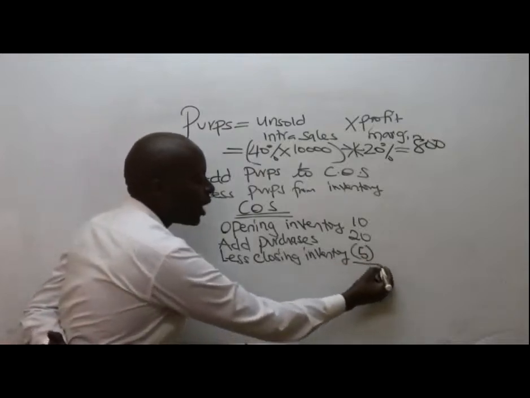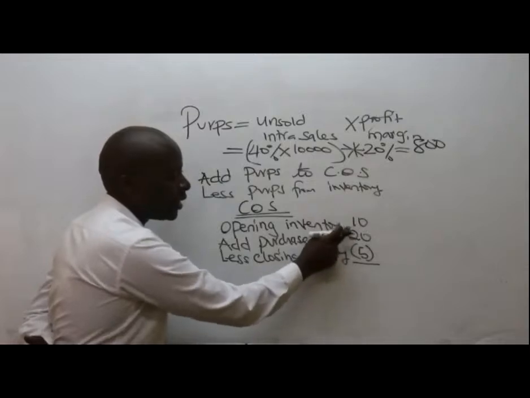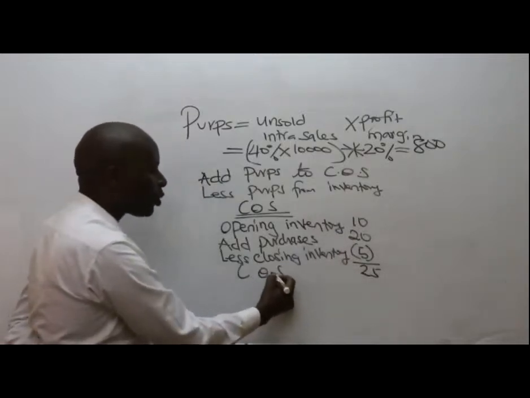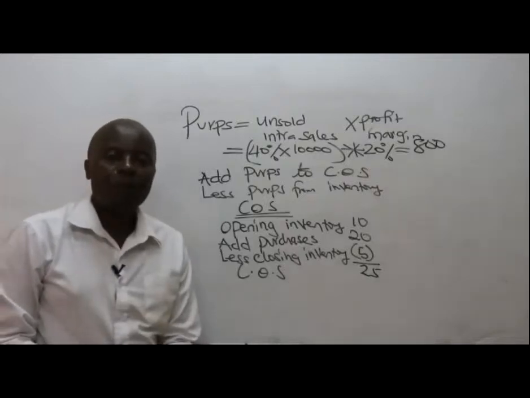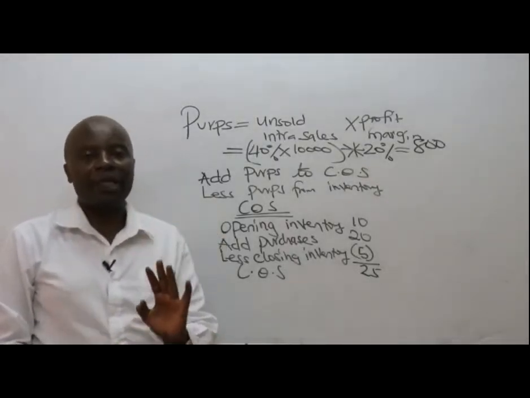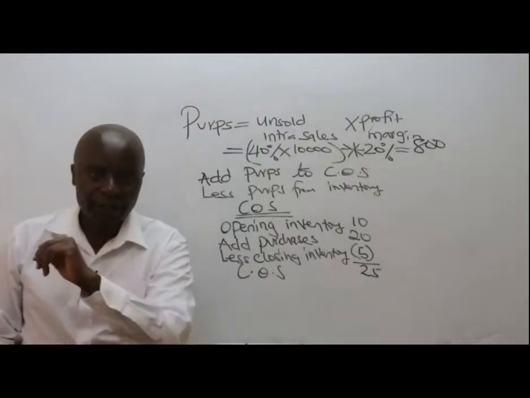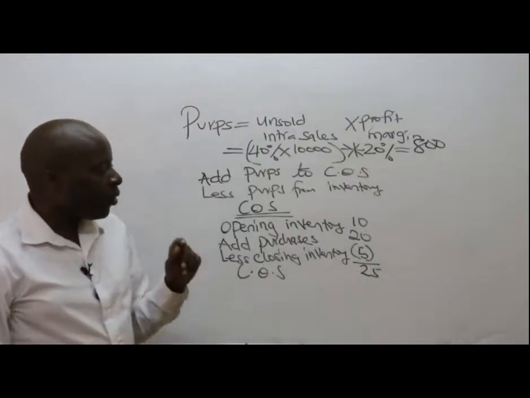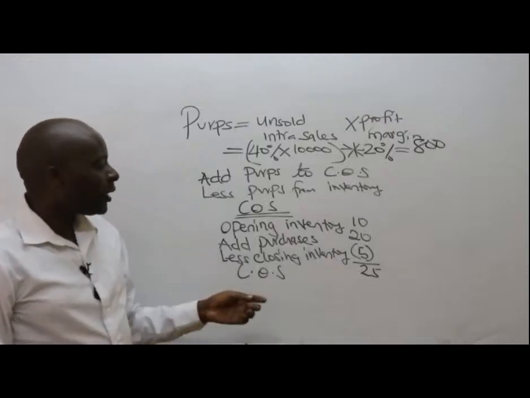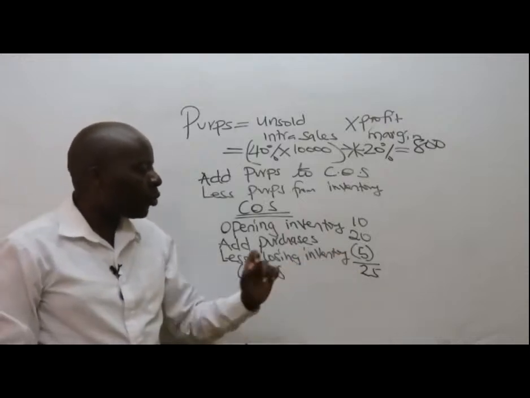So if you take this, 30 minus 5, that gives us 25. This is what we call the cost of sales. To get cost of sales, we normally take opening stock plus purchases minus closing inventory. Now listen, what if later on we realize that this closing inventory was overstated?